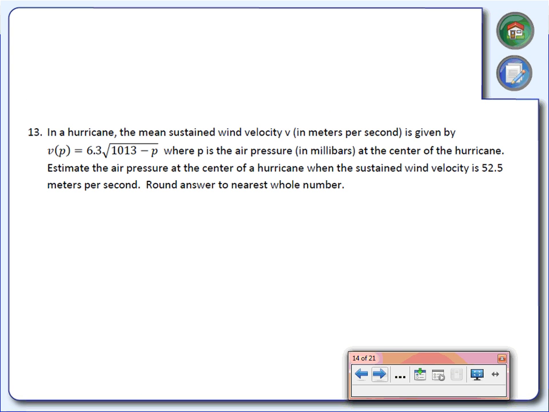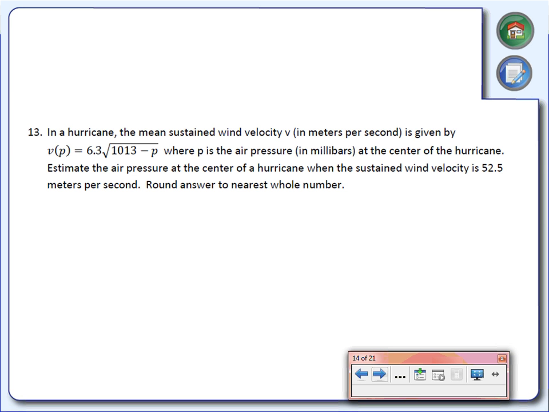Number 13, in a hurricane, the mean sustained wind velocity, V, is given by V of P is equal to 6.3 times the square root of 1013 minus P, where P is going to be the air pressure at the center of the hurricane. They want us to estimate this air pressure at the center of the hurricane when the velocity is 52.5 meters per second. And we're going to round our answer to the nearest whole number.